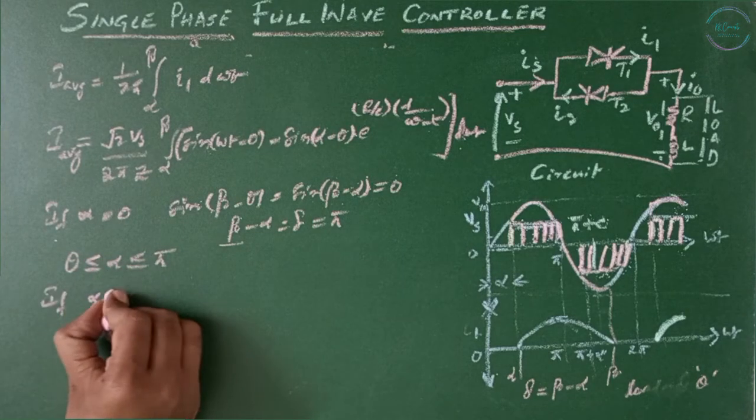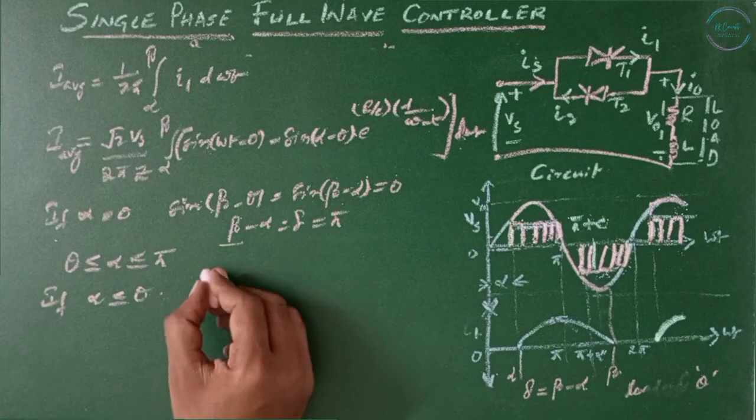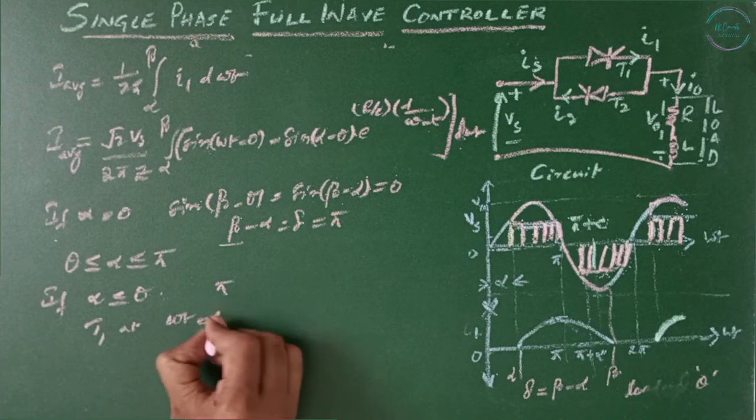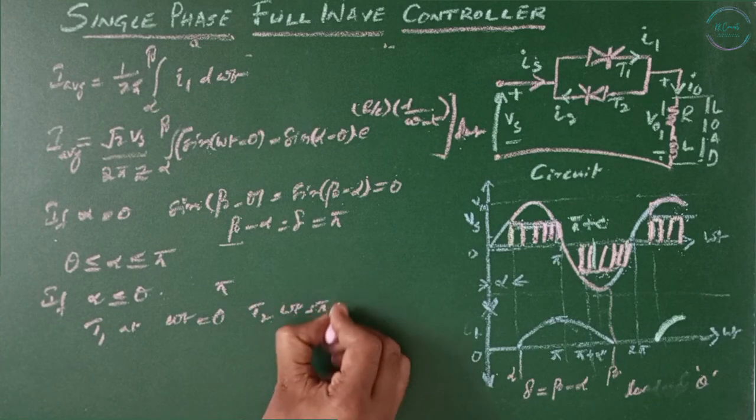If alpha is less than theta, the gate pulses of the thyristors are of long duration. The load current would not change with alpha, but both the thyristors would conduct for pi. The thyristor T1 would turn on at omega t equals theta, and T2 would turn on at omega t equals pi plus theta.